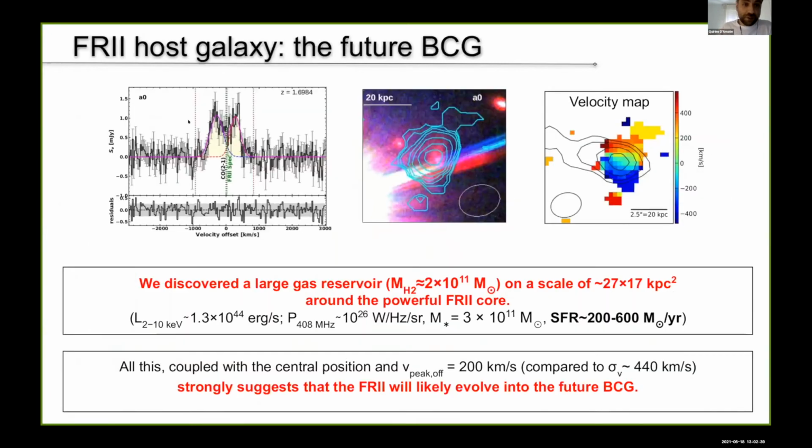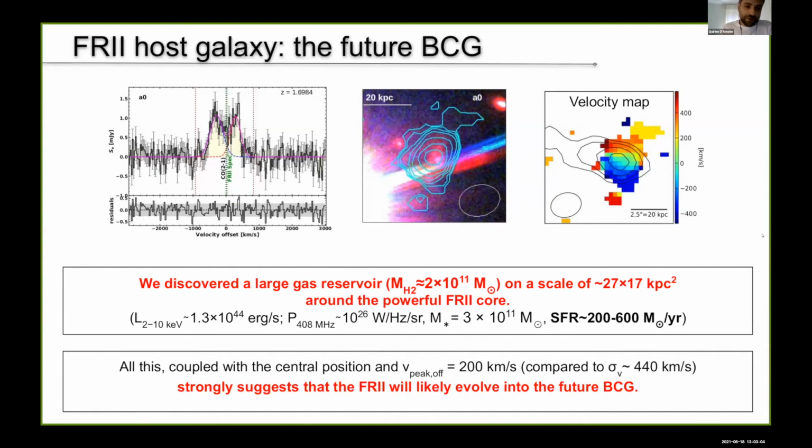So as I said, we detect a large gas reservoir in the core of the FR2 galaxy that is distributed on several tens of kiloparsecs around the optical emission of the core, in a structure that is rotating. You see the velocity map, at least in projection perpendicularly to the radio jet.